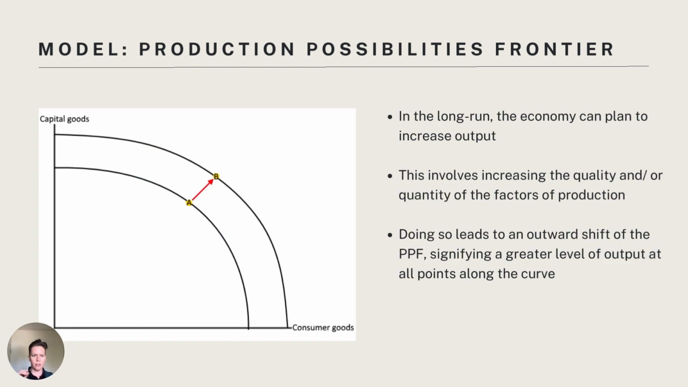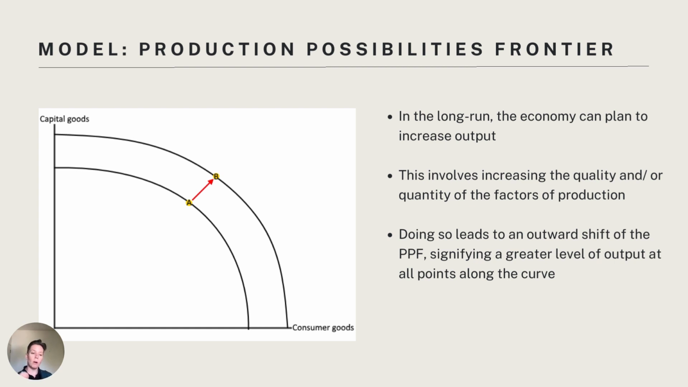So I'm going to show you this graph here. This graph has the PPF shifting out to the right. So in the long run, the economy can plan to increase output. This involves increasing the quality and or the quantity of the factors of production. So let's go back to labor for a moment, right? Land, labor, capital, and enterprise. Let's look at labor exclusively.